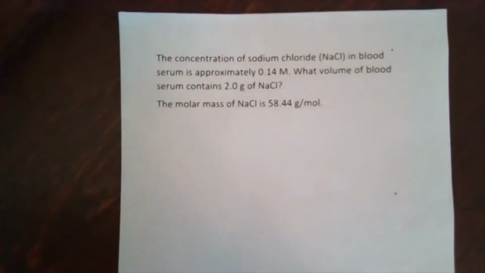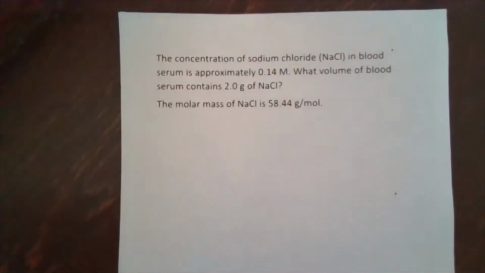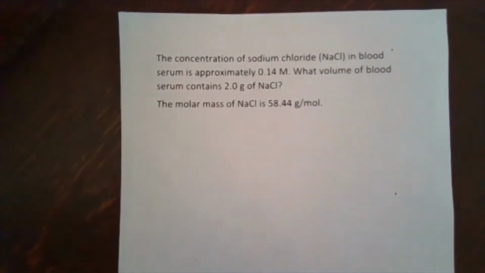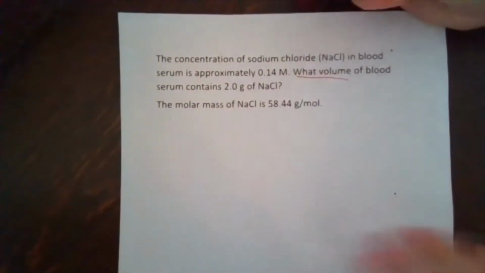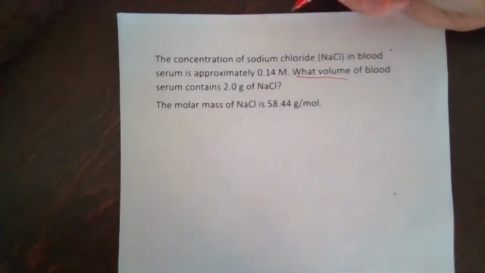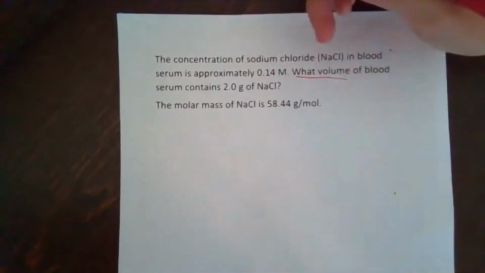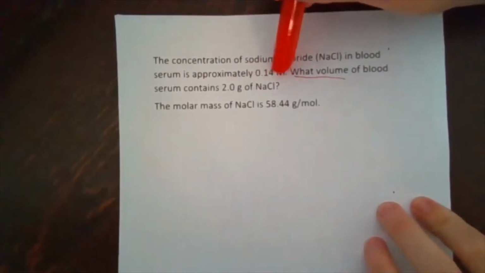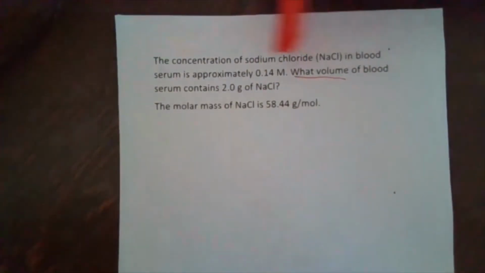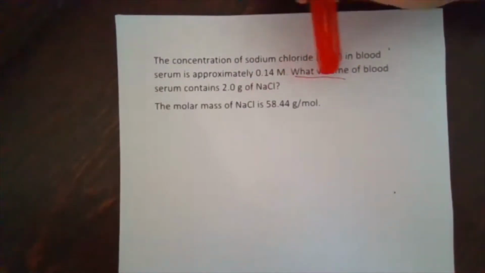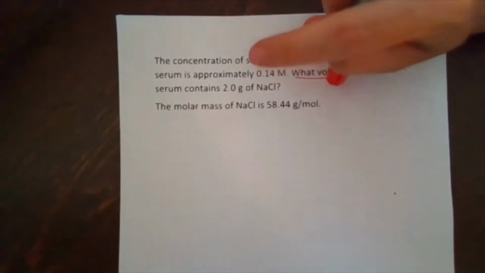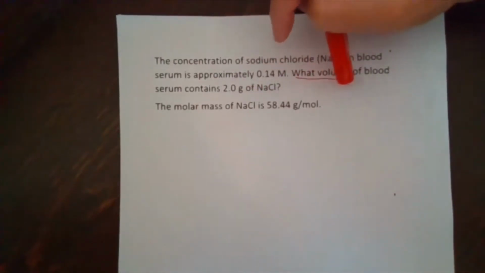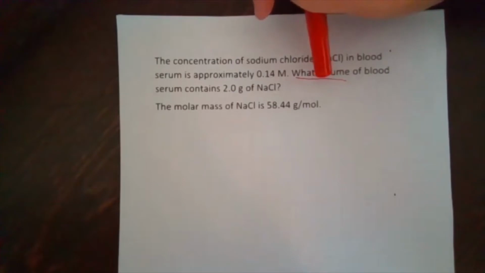All right, the concentration of sodium chloride in blood serum is approximately 0.14 molar. What volume of blood serum contains 2.0 grams NaCl? So we know what we want is the volume of blood, and we're given two pieces of information: 2 grams of NaCl and 0.14 molar. We want to think about which of these can be related, or which we would expect to be able to work through to volume. Normally the things that we look for are the similarities of the units.